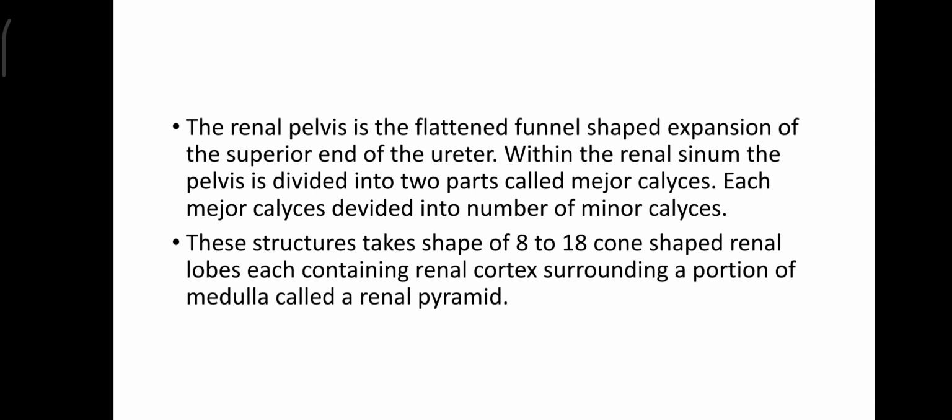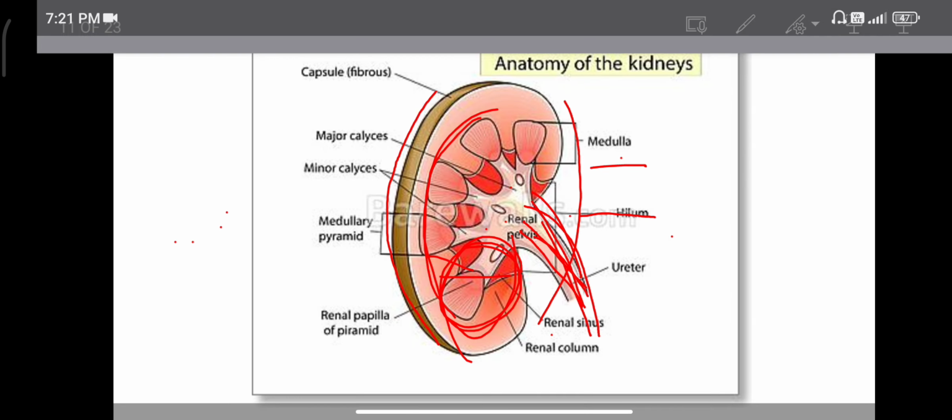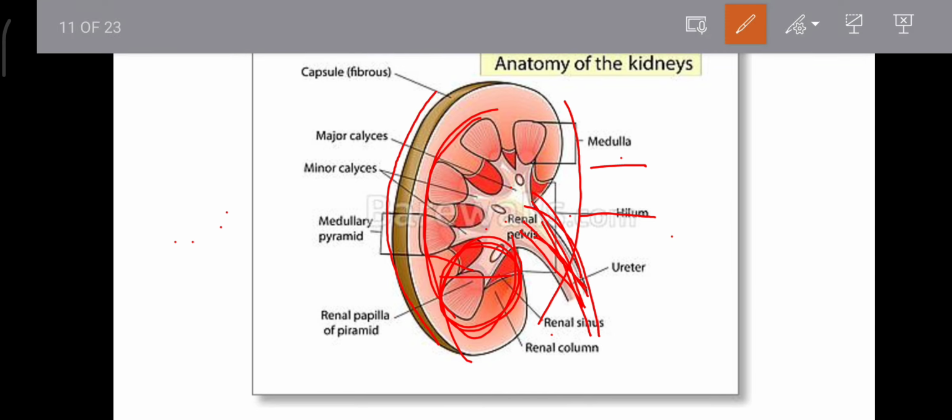These structures take shape of 8 to 18 cone-shaped renal lobes, each containing renal cortex surrounding a portion of medulla called a renal pyramid. You can see there are 8 to 18 cone-shaped areas. This area looks like a pyramid. These are called the renal papilla of the pyramid.